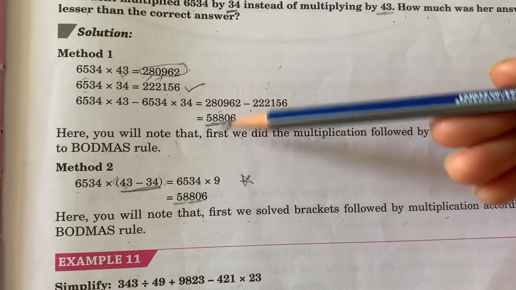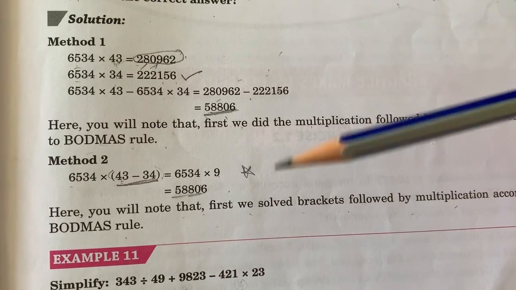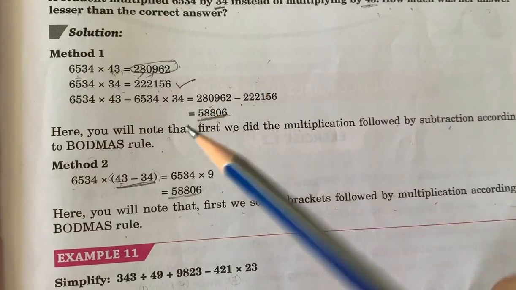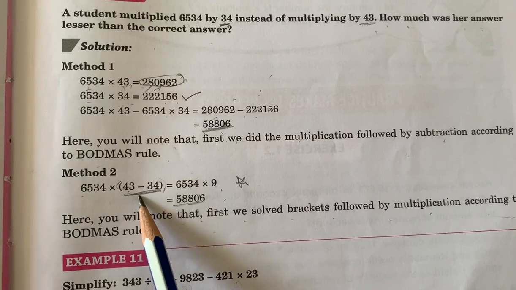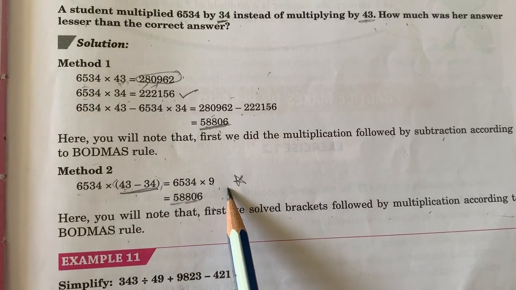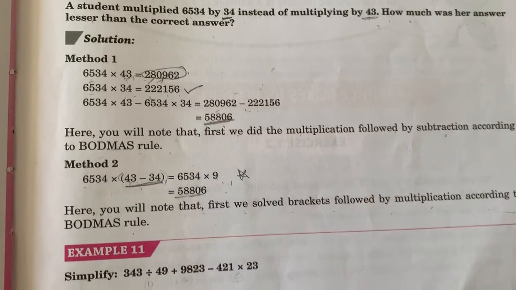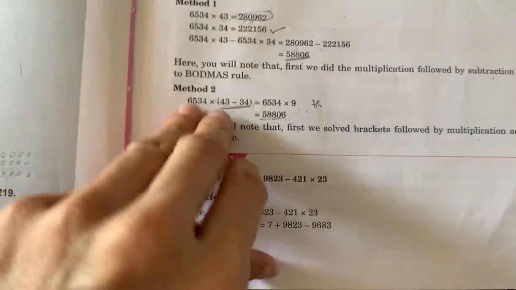So the same problem we have solved with two methods. Here we did the multiplication and then subtraction. Here we put a bracket and then we multiplied. So here we solve the bracket first and then multiplication. Here we did the multiplication first and then subtraction. This problem I have already solved and shown you.